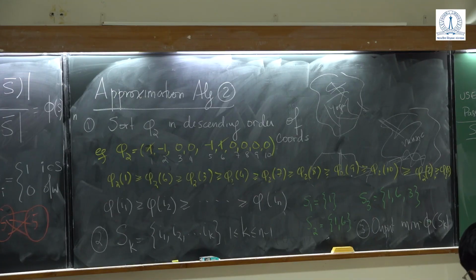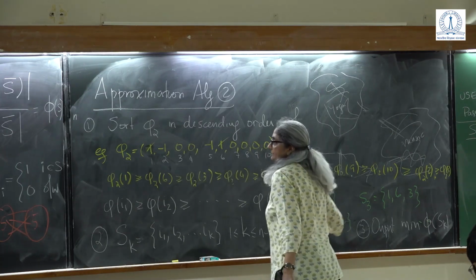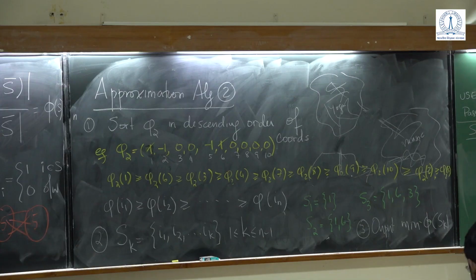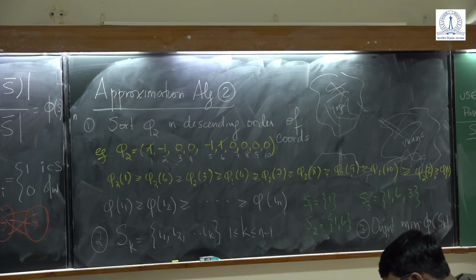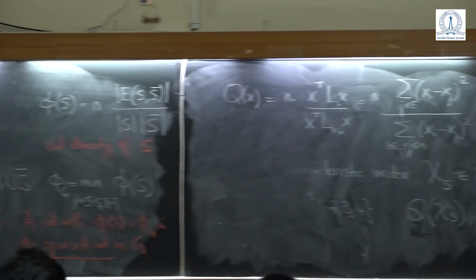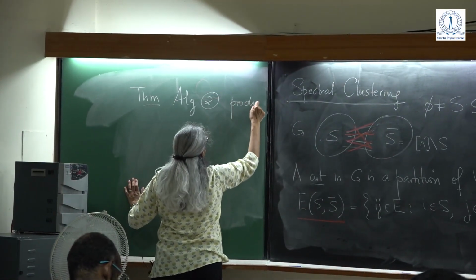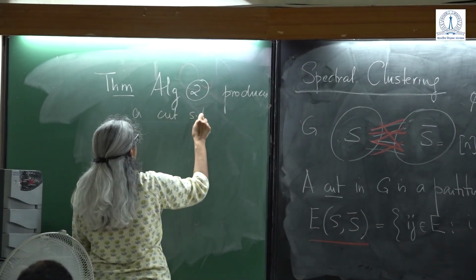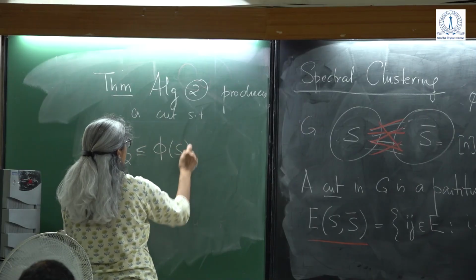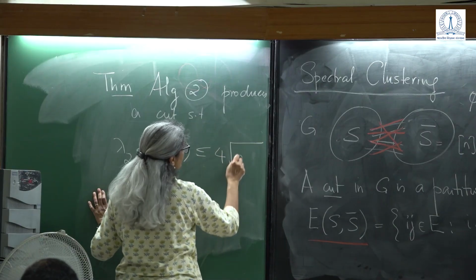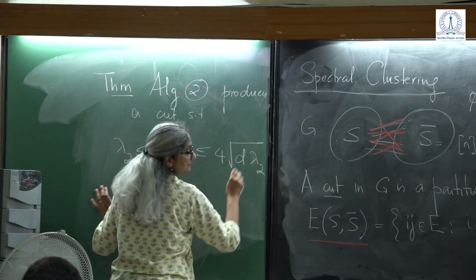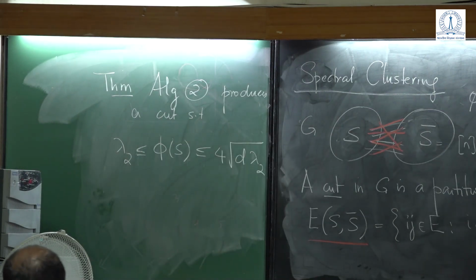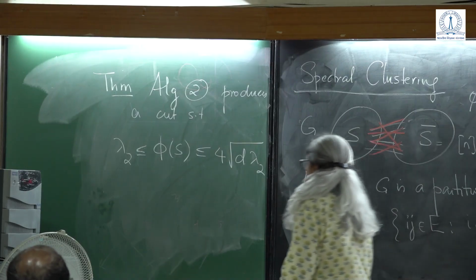And then let's end with the theorem, and then when we come back we can see why it's true. So theorem. Actually, let's put the theorem here because we'll come back to this. So the theorem is this algorithm will produce a cut that is like this. So the theorem is that the second algorithm, algorithm 2, produces a cut such that lambda 2 is less or equal to phi of s, less or equal to 4 times the square root of the degree of the graph times lambda 2, I think. Yes. Not phi of s, phi of g.